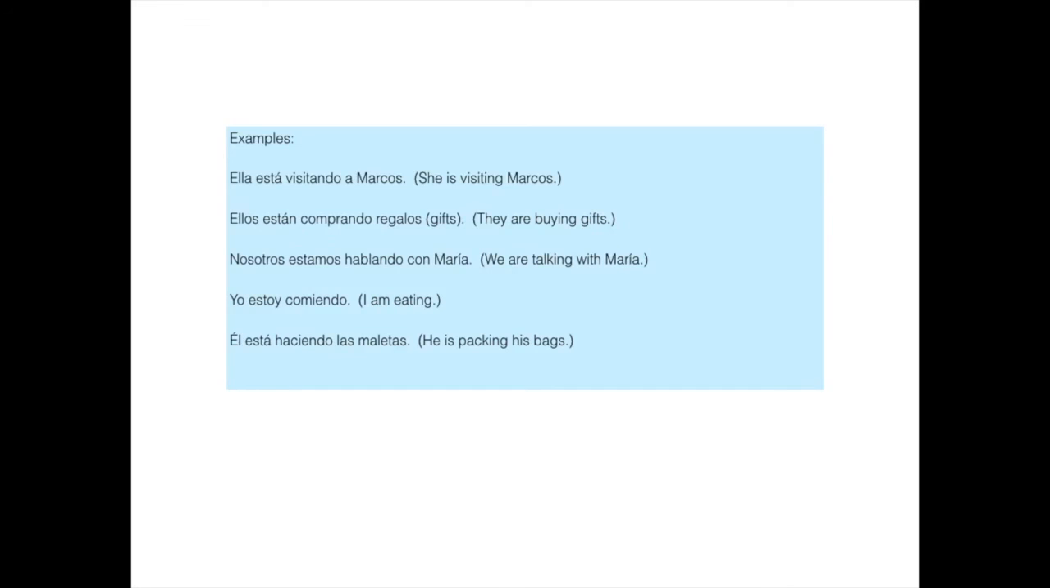And él está haciendo las maletas. He is packing. So notice we have some form of am, is, or are, followed by a verb with the ing ending. Study those, practice those. We'll use them some more in class. And that's it for now.